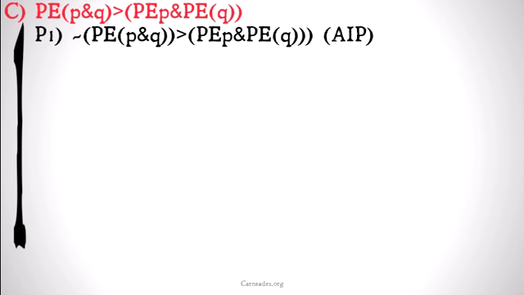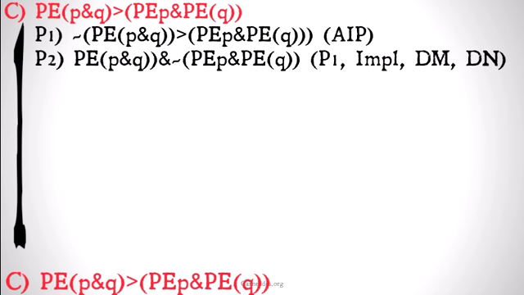In this one, we're going to take a little bit of a different tack. We're going to try an assumed indirect proof. So we're going to deny our conclusion, and hopefully we're going to end up with it at the end. So we deny our conclusion, and through implication, De Morgan's law, and double negation, basically distributing that negation through, we get both: it's permissible that P and Q, and it's not the case that it's permissible that P and permissible that Q.